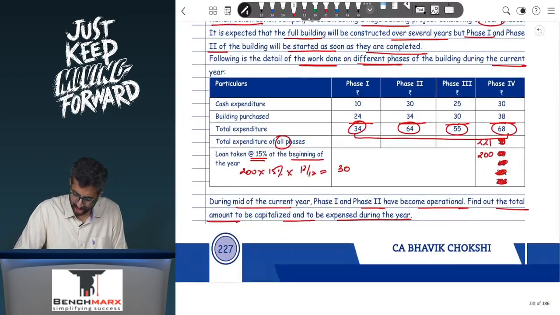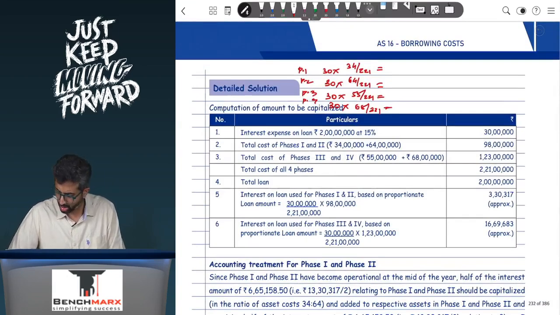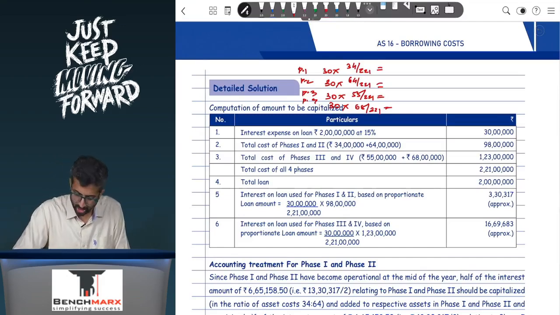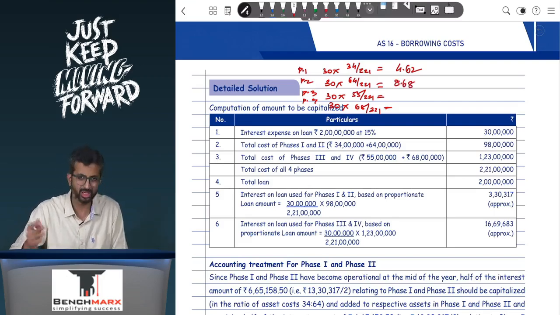So if I sit and calculate for each of these, what does it come to? 30 by 221 into 34 comes to approximately 4.62 allocation. 30 into 64 divided by 221, maybe 8.68, approximately 8.69, but let's say for simplicity 8.68. 30 into 55 by 221 comes to 7.47 and 30 into 68 divided by 221 comes to 9.23. So this is your allocation.